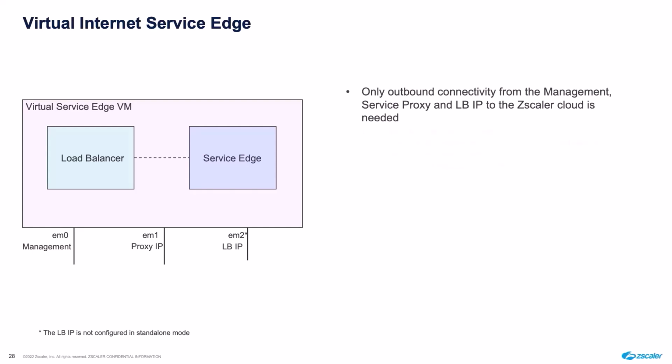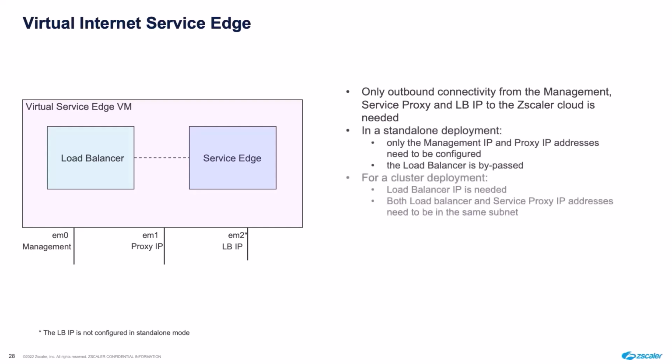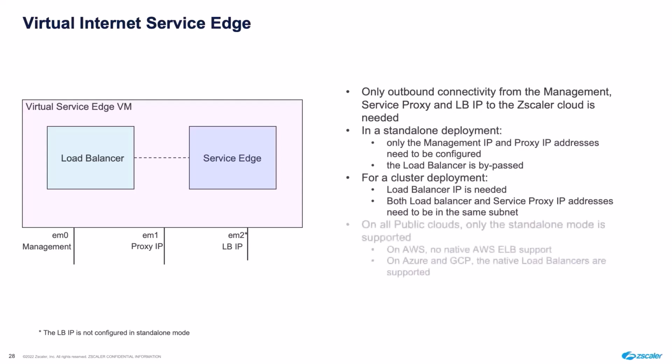Within the virtual service edge, there is a physical interface, there's a load balancer, and the service edge instance. There is a management interface that you can use to SSH onto and configure options within the service edge. There is a load balancer and a service edge instance that's intercepting traffic and applying policy. With the virtual service edge, there's only ever going to be outbound connectivity to the internet, and it'll download policy from the Zscaler Zero Trust Exchange to the service edge to apply policy.